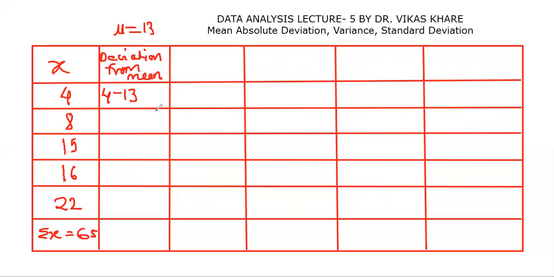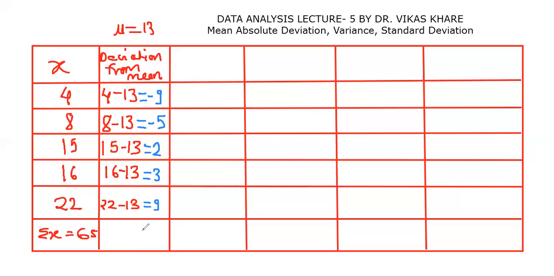So in the first case, 4 minus 13. Then next, 8 minus 13, 15 minus 13, 16 minus 13, and 22 minus 13. So this is the deviation from the mean. Now we calculate the value of each individual deviation from the mean. 4 minus 13 is equal to minus 9. 8 minus 13 is equal to minus 5. 15 minus 13 is equal to 2. 16 minus 13 is equal to 3. Then 22 minus 13 is equal to 9.